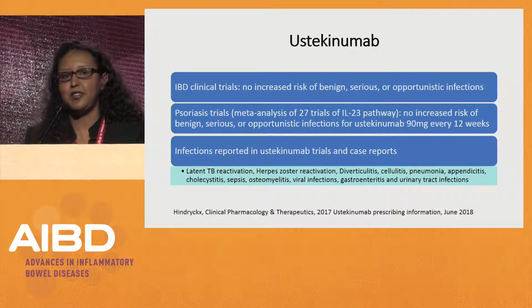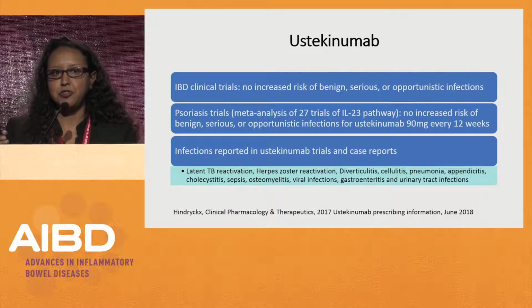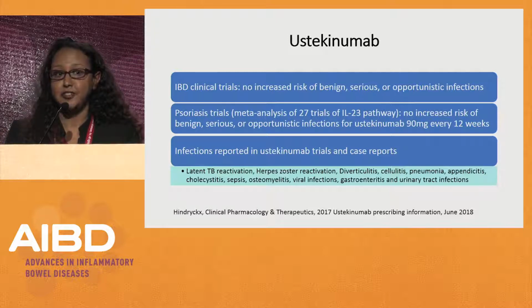Well, how about ustekinumab? So far, based on the trials published, no increased risk of infections overall, but based on the psoriasis trials, these included other IL-23 pathway drugs. Based on a meta-analysis, there was no increased risk of infections, and this is based on dosing, though, of 90 milligrams every 12 weeks. Of course, with ustekinumab, there have been case reports of infections such as reactivation of latent TB and herpes zoster as well.